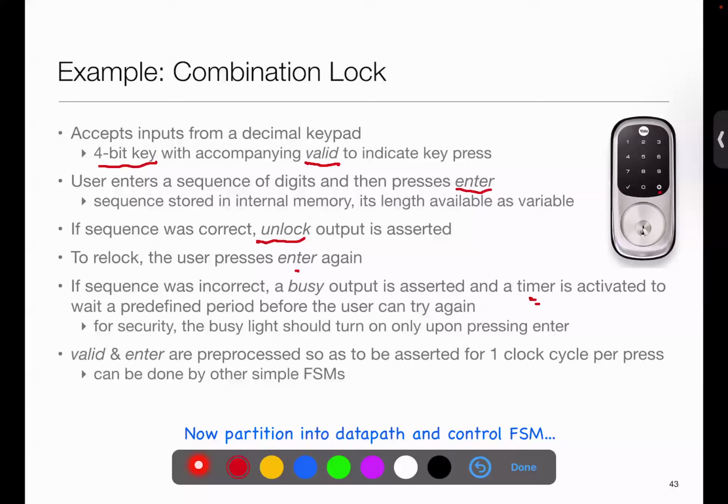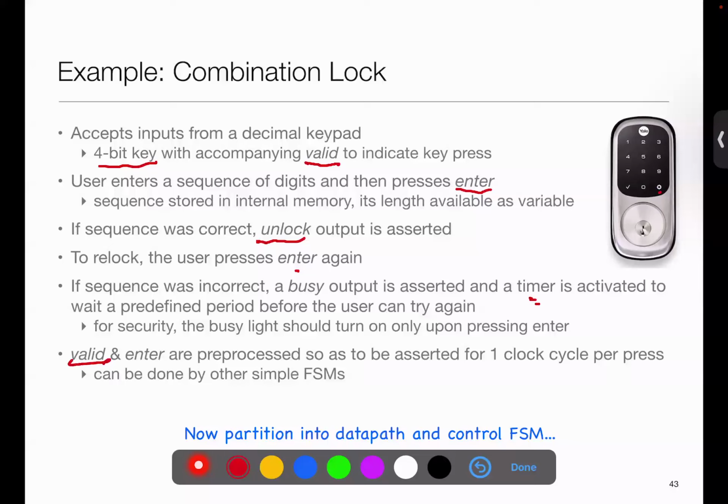These signals need to be pre-processed. A problem that you face in these kinds of systems is that our electronics operate with a high clock rate, whereas when we humans press a button, let's say we press a button 4, we are pressing it for milliseconds, tens of milliseconds. So when we press 4, it's being pressed for many thousands of clock cycles.